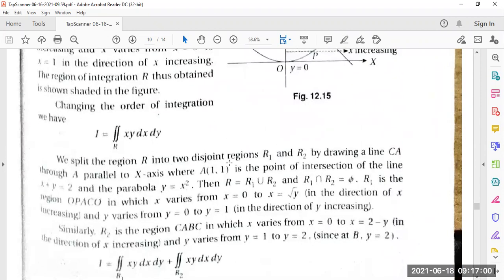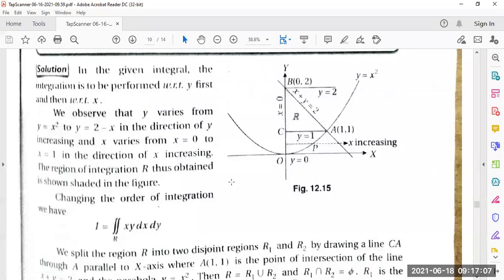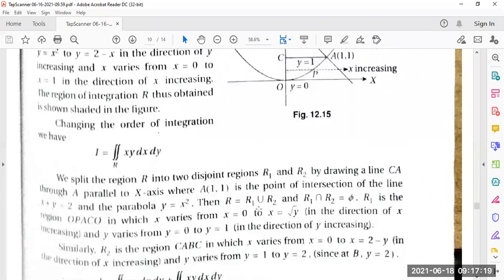We split the region R into two disjoint regions R1 and R2 by drawing line CA through A parallel to the x-axis. CA is a line which is parallel to this. So here we are making two disjoint parts. Number one this one and number two this one. So R equal to R1 union R2. At the point of intersection of the line x plus y equal to 2 and the parabola, R equal to R1 plus R2 and R1 intersection R2 is equal to null. Because of that, they are disjoint.